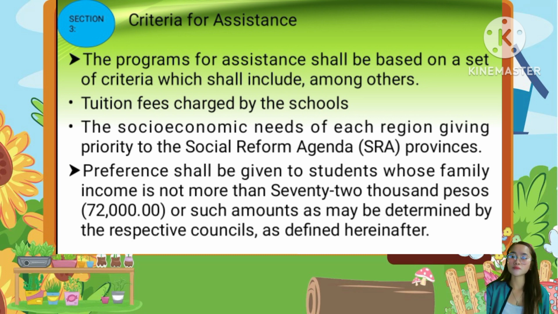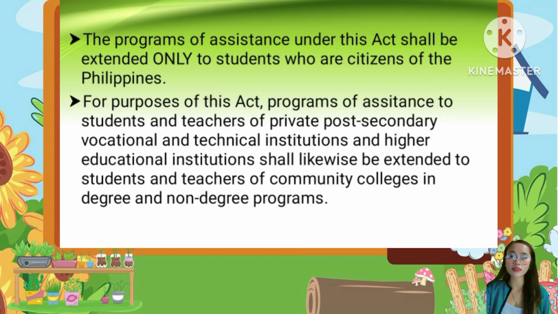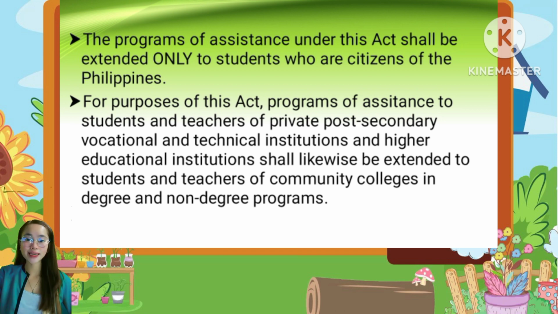Preference shall be given to students whose family's income is not more than 72,000 pesos, or such amounts as may be determined by the respective councils as defined hereinafter. The program of assistance under this act shall be extended only to students who are citizens of the Philippines. For purposes of this act, the program of assistance to students and teachers of private post-secondary vocational and technical institutions and higher educational institutions shall likewise be extended to students and teachers of community colleges in degree and non-degree programs.